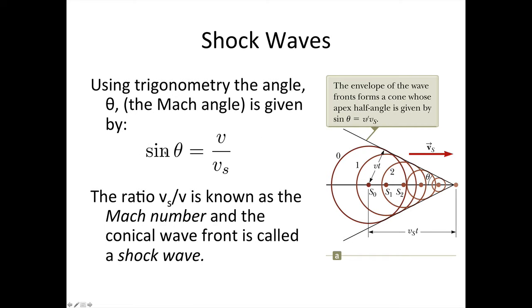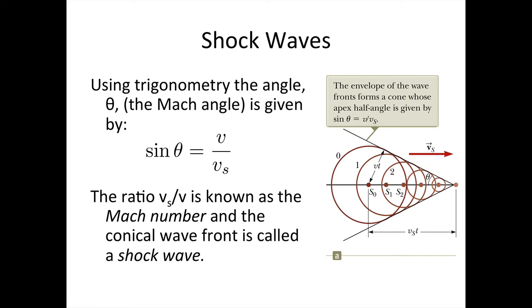Okay, now we've had a look at this angle here and how to derive it. But one thing that you've probably heard of before is Mach numbers. So the Mach number is actually the inverse of this sine theta relationship. It's Vs, the velocity of the source, divided by V. And as we've just said, this conical wavefront here is known as a shock wave.